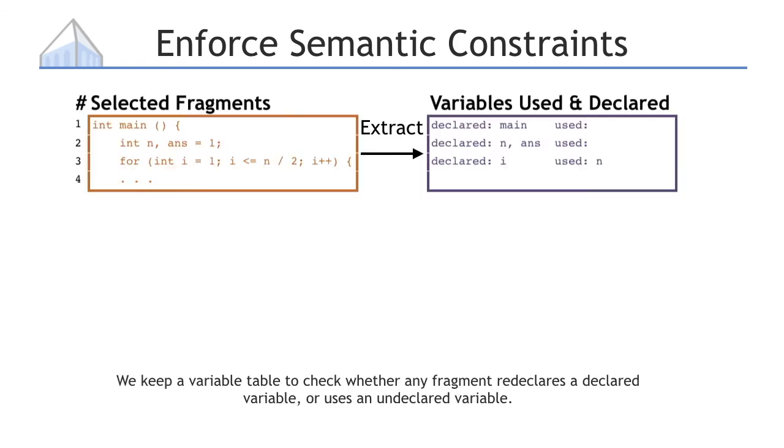We can also enforce semantic constraints on the program. We extract which variables are declared and used for each fragment. For example, line 2 of the fragments, int n, ans equals 1, declares new variables n and ans. We keep a variable table to check whether any fragment redeclares a declared variable or uses an undeclared variable. We use color purple to denote variable usage and declaration information.